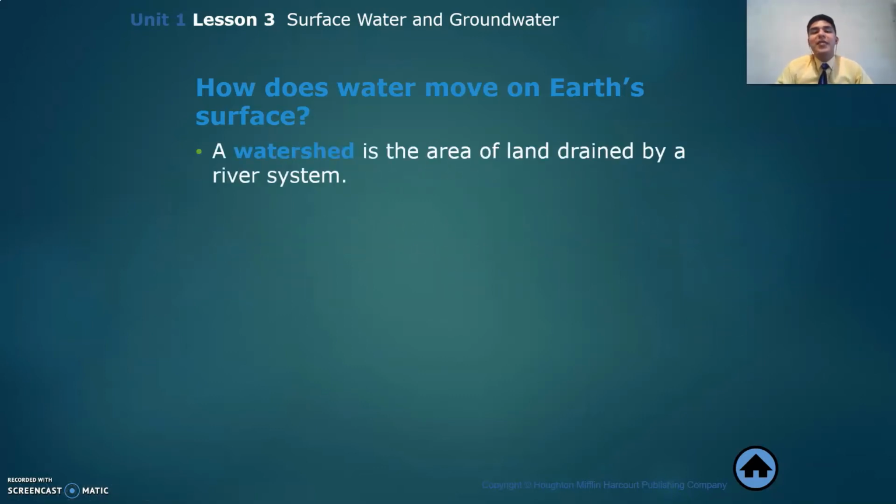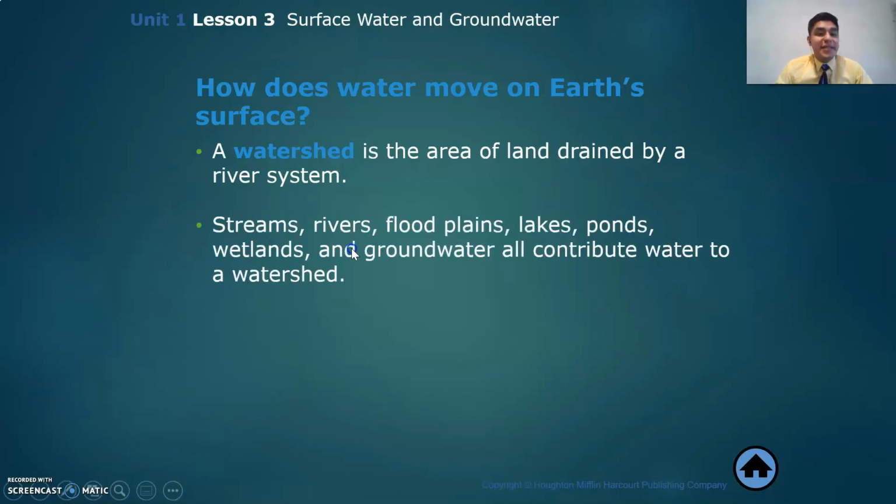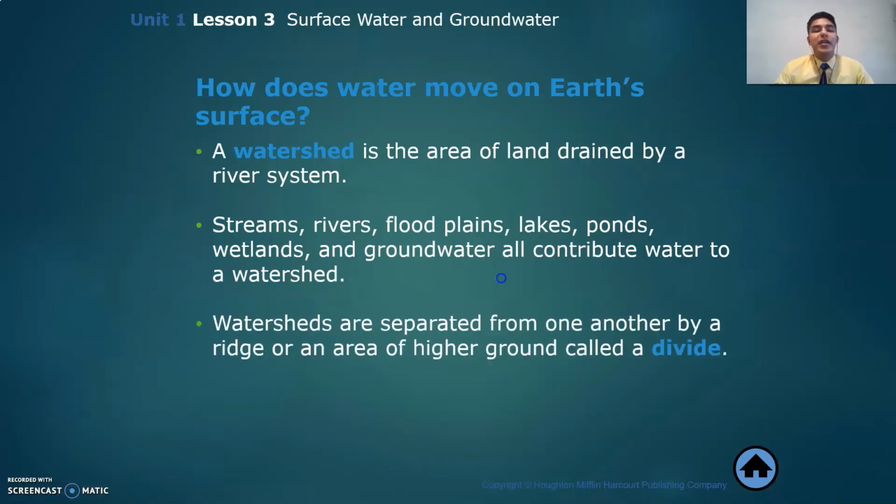Now, a watershed is the area of land drained by a river system. Streams, rivers, floodplains, lakes, ponds, wetlands, and groundwater all contribute water to a watershed. Watersheds are separated from one another by a ridge or an area of higher ground called a divide.